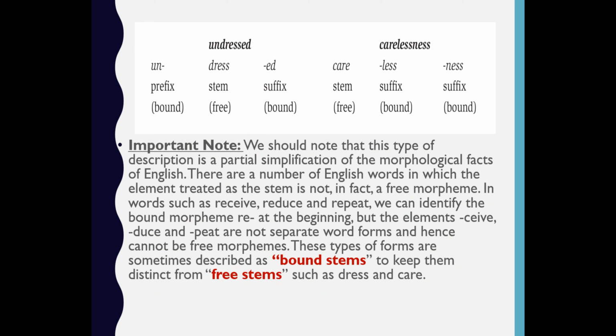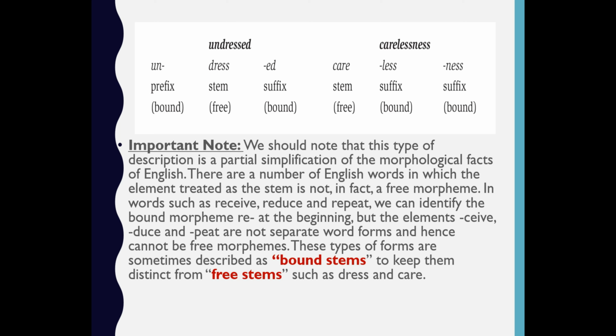Consider the two words undressed and carelessness. Un here is a prefix and it's a bound morpheme. Dress here is a stem, which is a free morpheme. Ed here is a suffix and it's a bound morpheme.